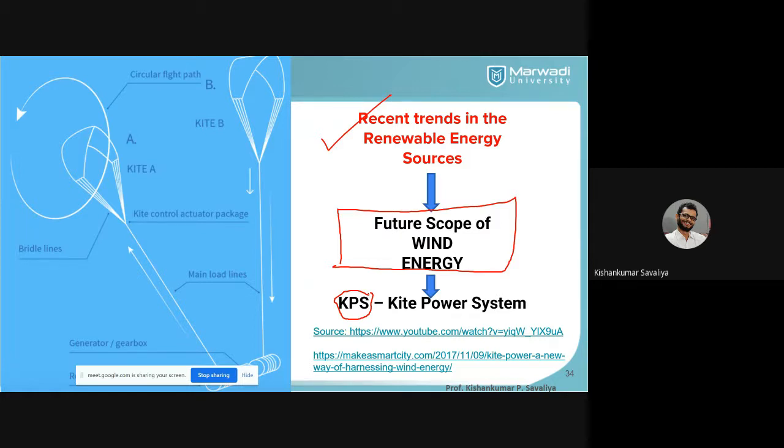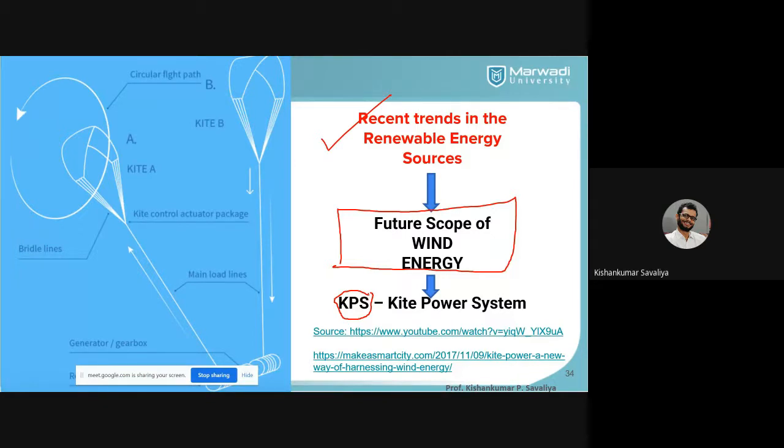So I left you with a question at the last, that let us say, can we generate the power from the kite or kite festival, when the kite is flying, right? So we have a KPS, kite power system, right? So we can generate electricity from that kite also, right? Some certain kind of control mechanism is required, but we can generate the power, right? So it is, you can say, the future of wind energy.